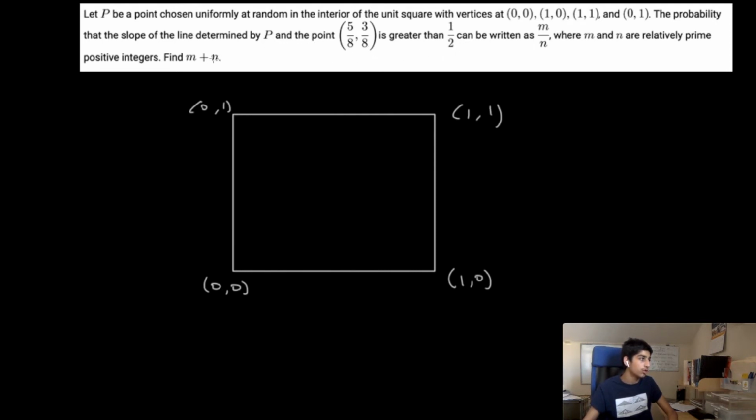So let's try to find this line that they're talking about. So we have a point and we have a slope. So we can use point slope form to find the equation of this line. If you don't remember, point slope form is y minus y0 equals m, where m is the slope, times x minus x0. Y0 here is 3/8, equals m, which is 1/2, times x minus 5/8.